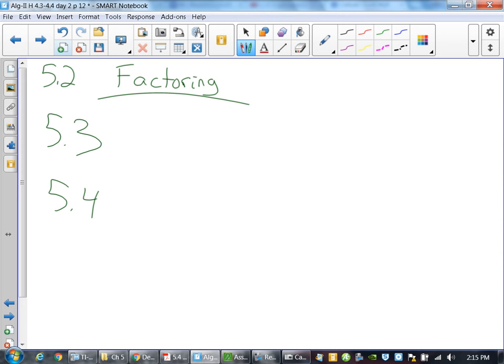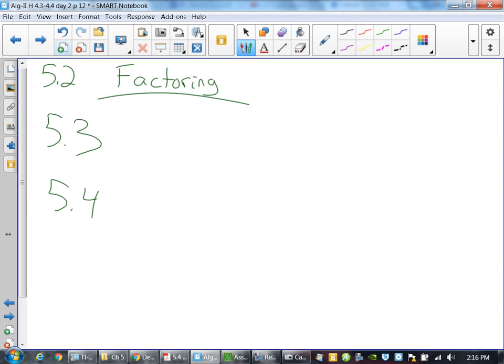The only thing that changes with 5-3 is that you're able to take square roots of both sides. It's a little bit of a shortcut. In 5-4, you're still factoring and solving for zeros, but when you do those square roots, sometimes you're taking a square root of a negative, which gives you imaginary numbers. But the process for all three of these sections this week is kind of the same.